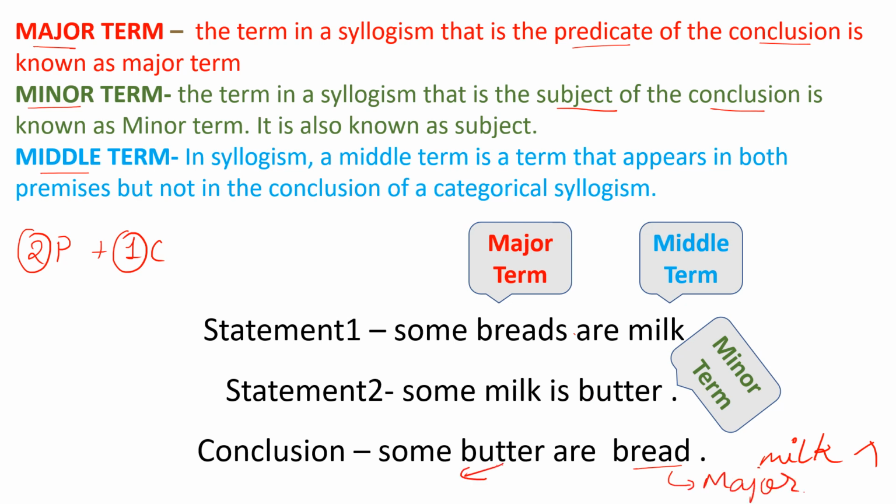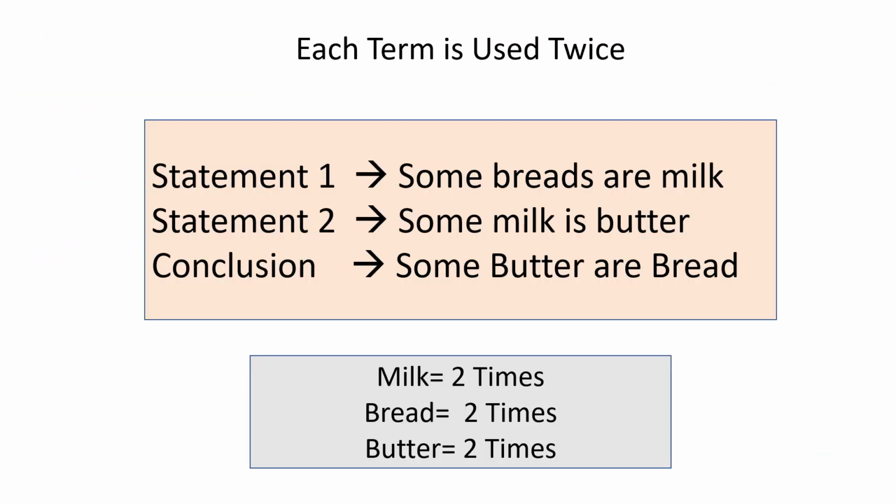The term butter is the subject in the conclusion. So this is the minor term. Minor term is the subject in the conclusion. Okay, so minor term is the subject, major term is the predicate in the conclusion. So butter is minor term, bread is major term, and milk is the middle term. Okay, understood? Now, one important thing to remember is in syllogism, each term is repeated twice.